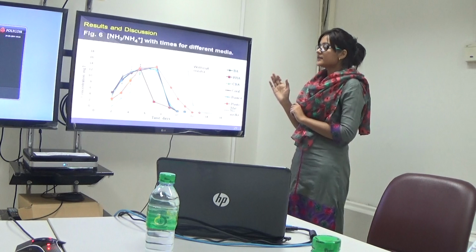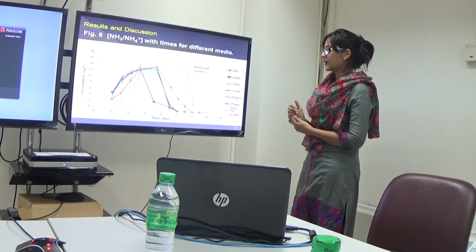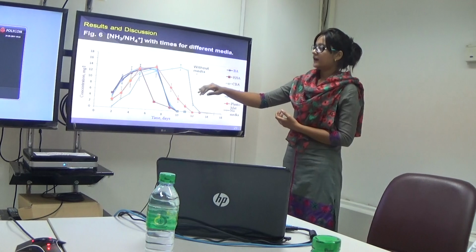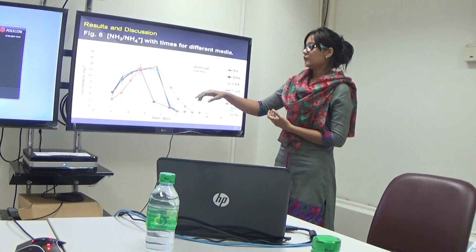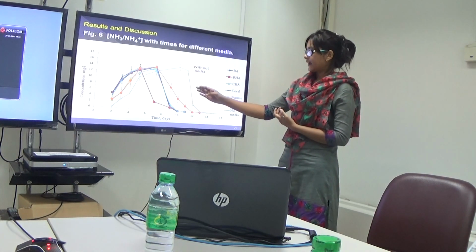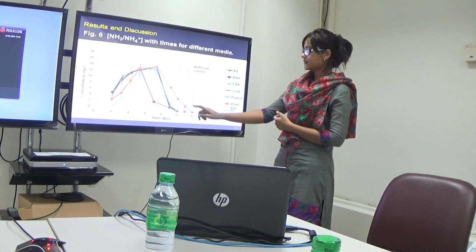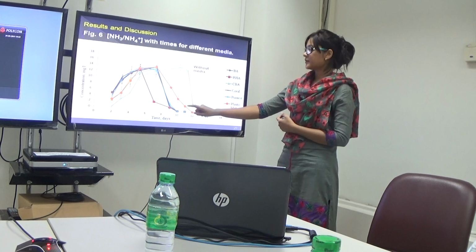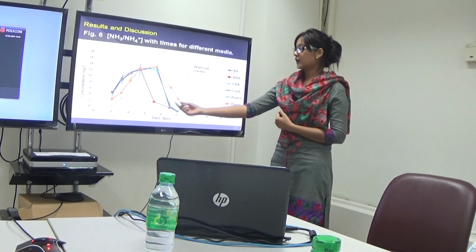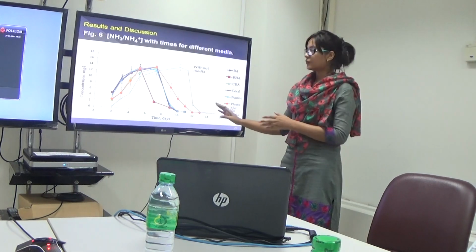So this is the result after measuring the ammonia in the system. From the beginning we can see the ammonia is very low, then by a certain time ammonia increases to this limit and it again decreases. This line shows which media it is, and this is the plastic mat. It takes a longer time than with the used media, and this is for without media. It takes even longer to finish this process.